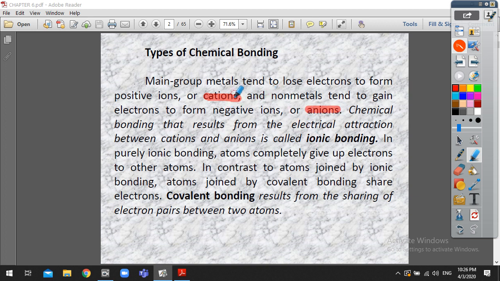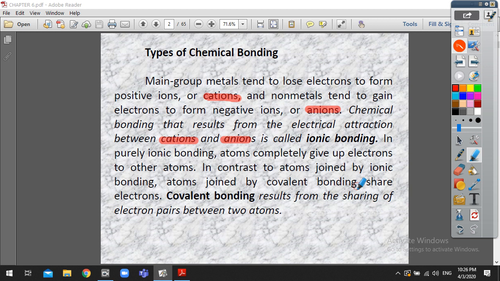Mostly the metals tend to lose electrons and become positively charged, and the non-metals tend to gain electrons, so generally they are anions. When these cations and anions combine, they form ionic bonding. The definition: the chemical bonding that results from the electrical attraction between a cation and an anion is called ionic bonding. In ionic bonding, there must be two different ions, and there must be electron transfer.